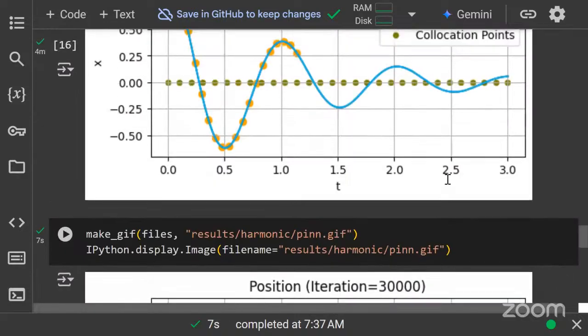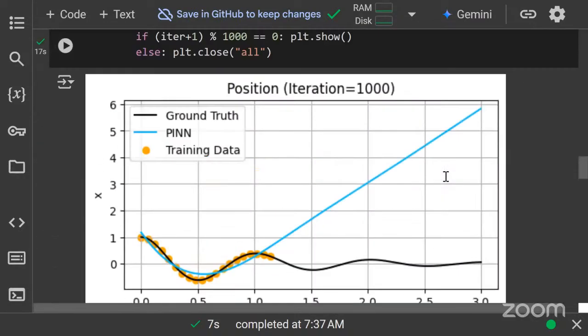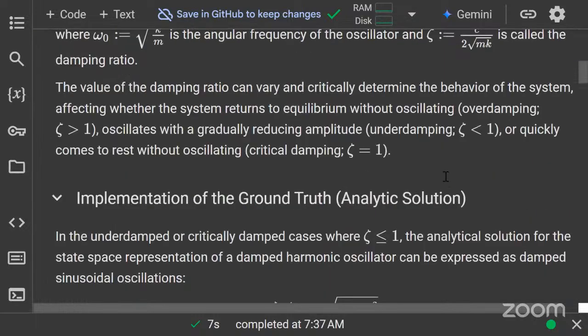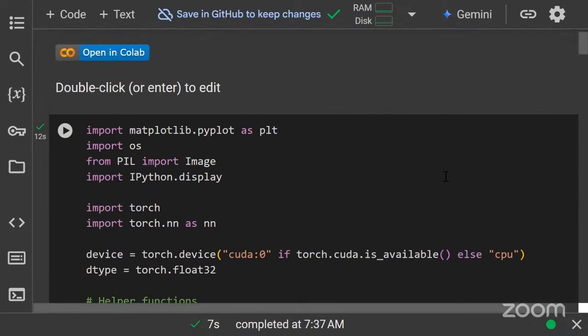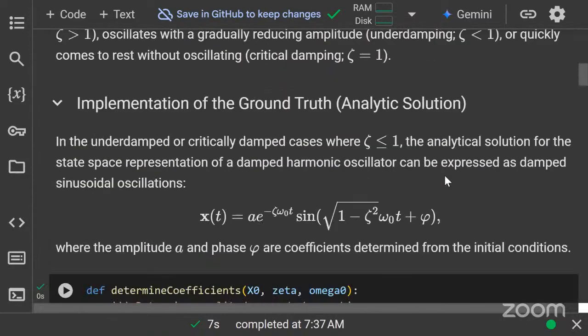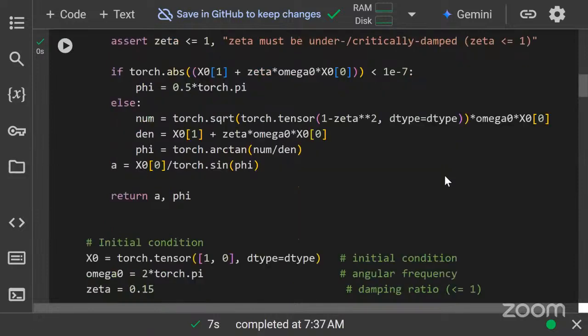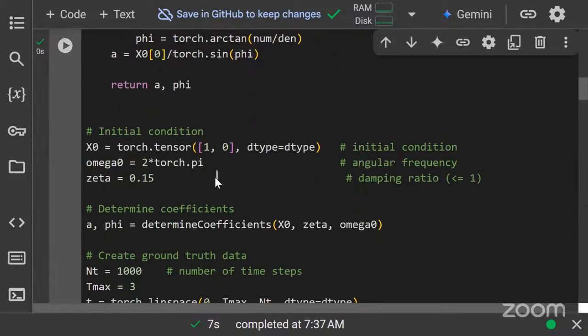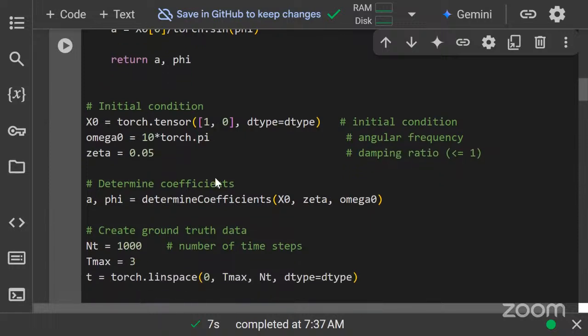So for you, I guess the valuable thing to do is to go back to the code where you change the angular frequency and the zeta. See if you can make the problem much more interesting. For example, the best way to make this problem more interesting is to increase the angular frequency and then reduce the damping.